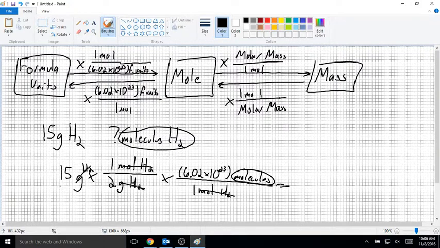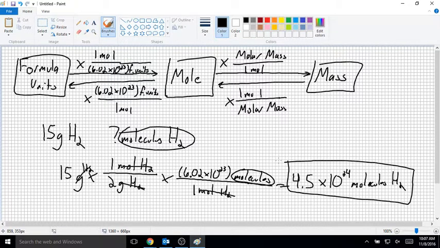So now I'm just going to plug in 15, divided by 2, times 6.02 times 10 raised to the 23rd power, keeping that in parentheses. And I get that there are 4.5 times 10 to the 24th molecules of H2.